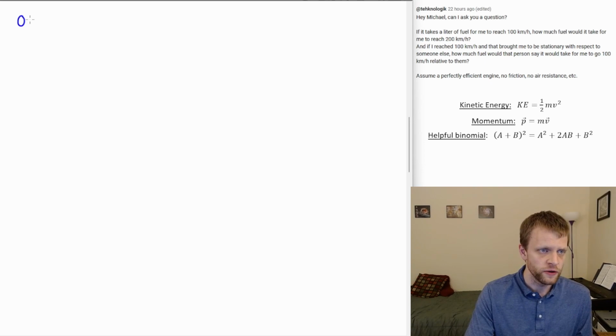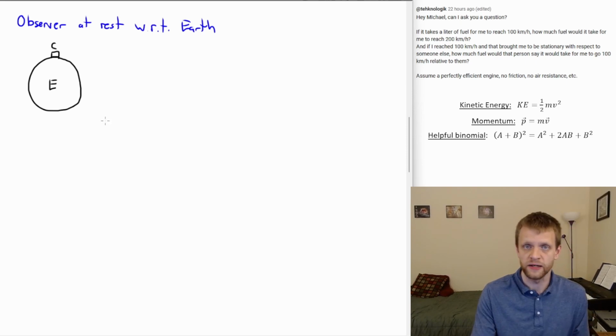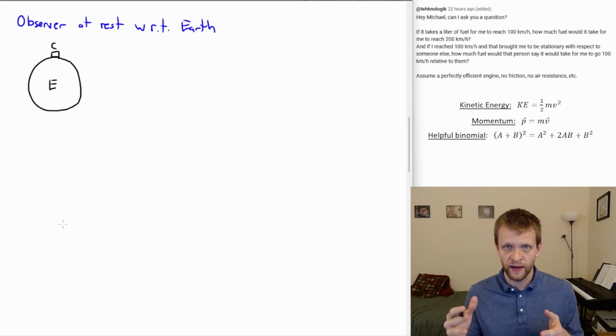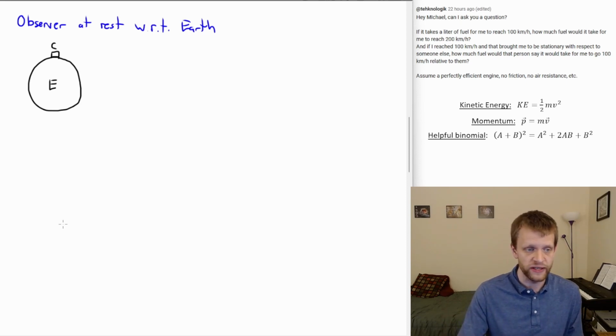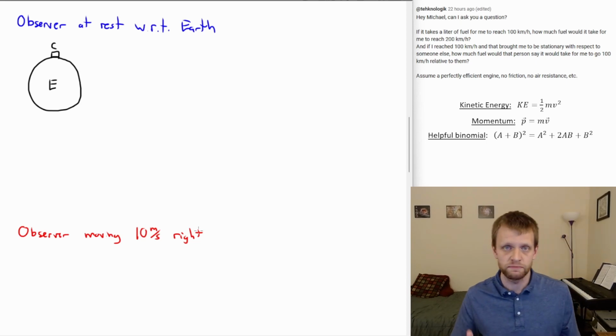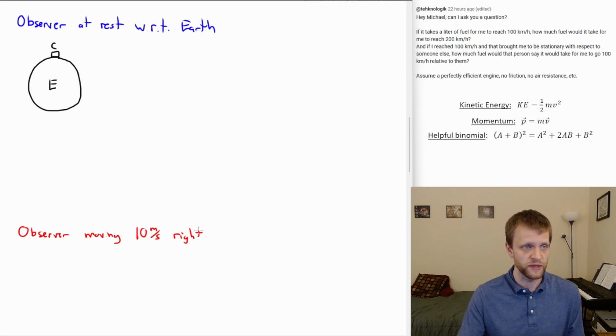Our first observer is going to be at rest with respect to the Earth. So we're going to start out with, let's say, here's the Earth, and here's the car, and nothing is moving to begin with. And then later on, we're going to talk about an observer that's already moving at 10 meters per second to the right. But let's start with the observer that's at rest with respect to the Earth.